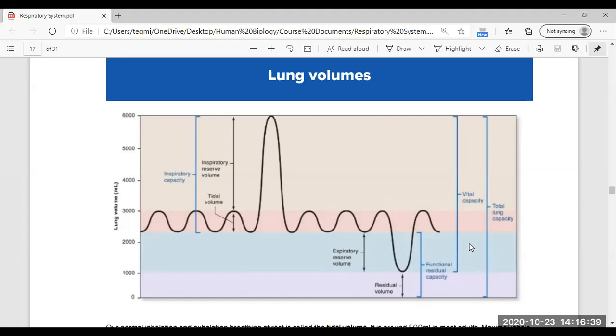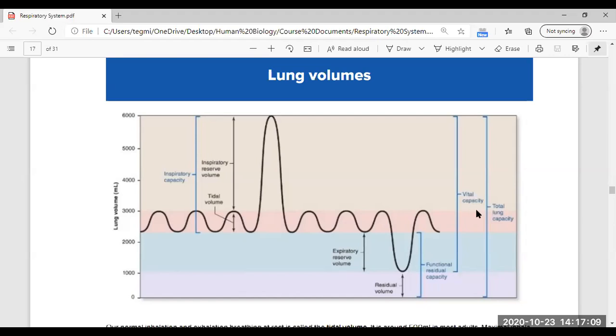Now, vital capacity includes everything except the last one, the residual volume. That means this is something you can actually do. You can inhale as much as you could or exhale as much as you could. Those boundaries are the boundaries for vital capacity. You inhale as much as you can, and then you exhale as much as you can. That's telling you the vital capacity.